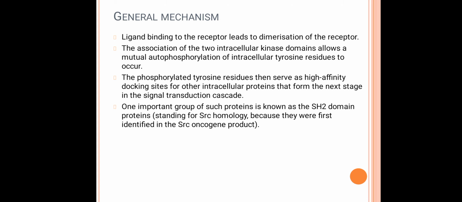Next is the general mechanism. Whenever the ligand binds to the extracellular ligand binding domain, the receptor undergoes dimerization. So now there will be two receptors. These two receptors will have tyrosine residues within them, and they will also have enzymes to phosphorylate these residues. But this is going to happen in a cross phosphorylation mechanism.